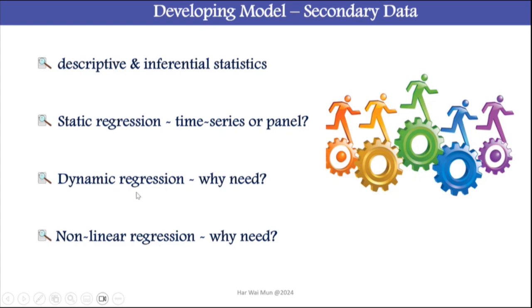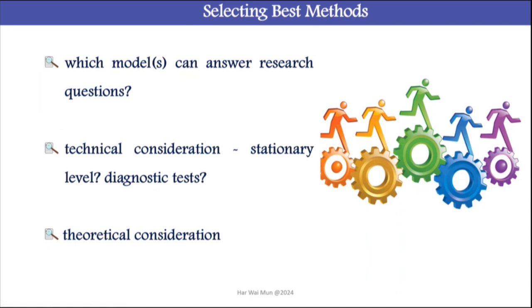Again, which one you need depends on your objective, your research problem, and what you want to achieve. Selecting the best model: which model can answer your research question? The best model is the one that can answer your research question. There's no such thing as my econometric model is not as good as yours, or your modeling is so complicated that it's very good. As long as you can answer your research question, it's a good model.